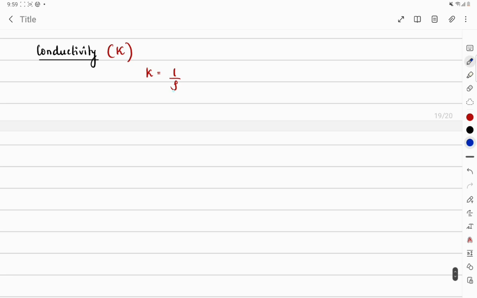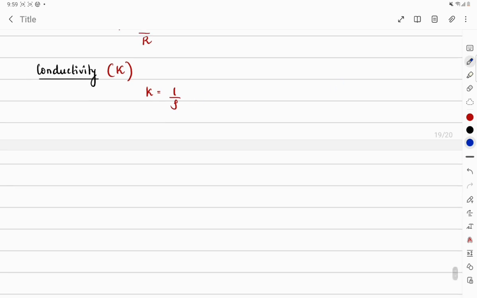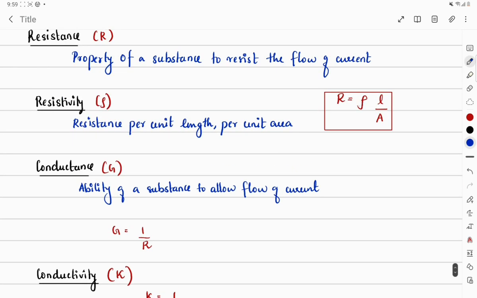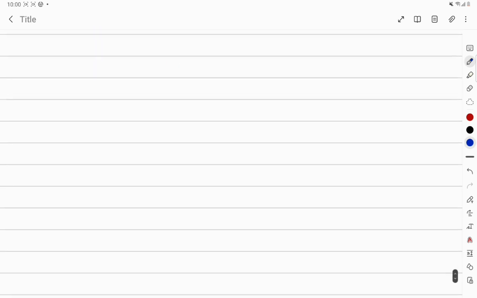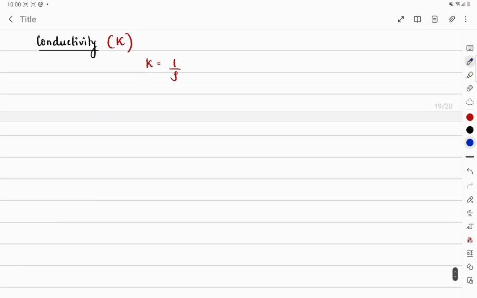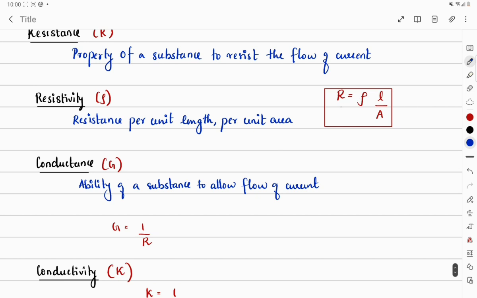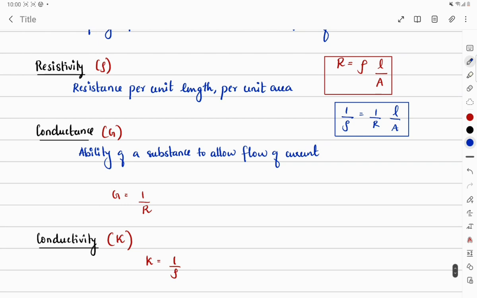This in terms of R means, rho is equal to, we know R is equal to rho L by A. So rho will be equal to R A by L, or you can write 1 by rho will be equal to 1 by R into L by A. So we're just rearranging this equation. If I take rho to this side and R to this side, I'll have 1 by rho is equal to 1 by R into L by A. Hope this is okay for everyone.